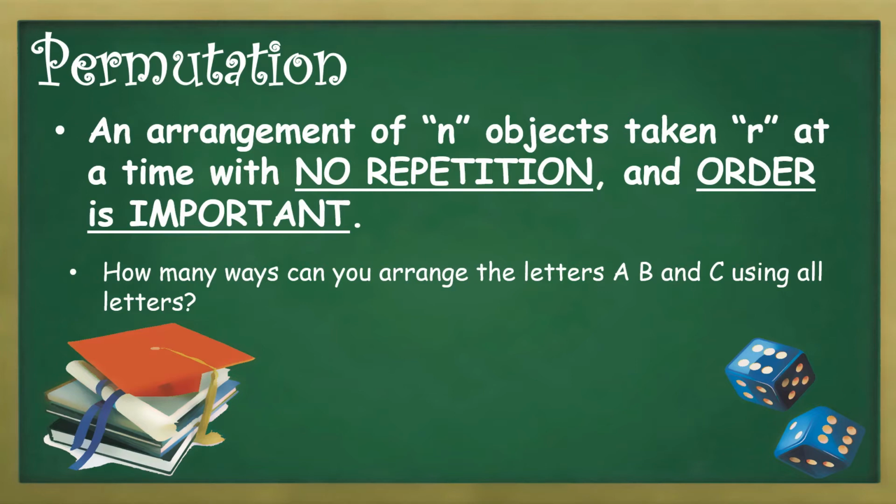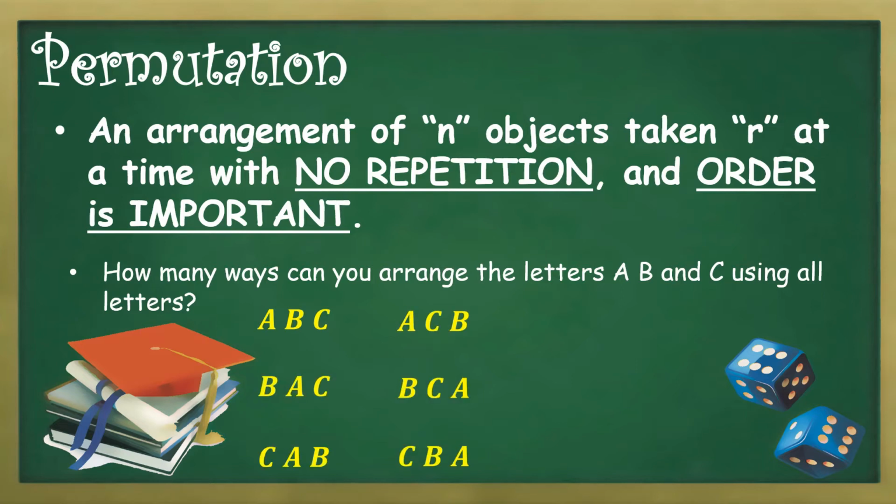How many ways can you arrange the letters A, B, and C using all the letters? Since we're arranging objects which are A, B, and C, and when we arrange these objects, the repetition is not allowed and the order of objects is important, then we will have this example as permutation. Notice that when you list down all the possible arrangements and you interchange the positions of 2 letters, you will have 2 different arrangements on our list. Just like ABC is different from ACB. These are the conditions for you to have a permutation. So again, you have to arrange objects with no repetition, and order is important.